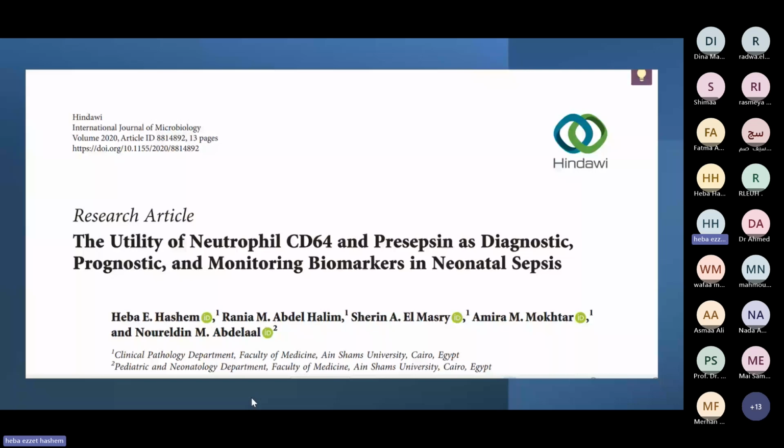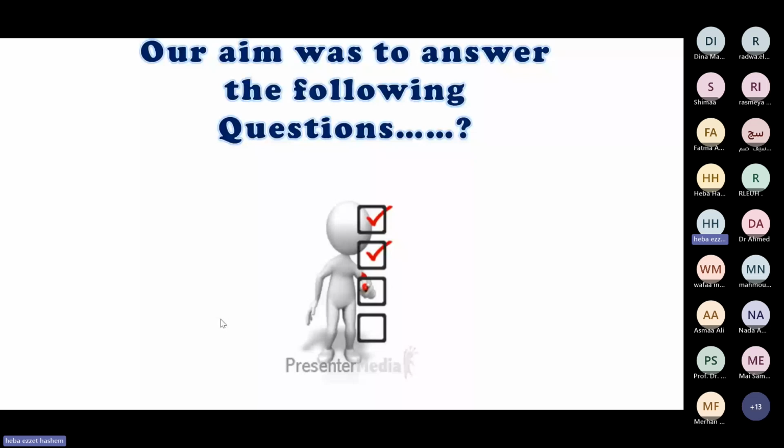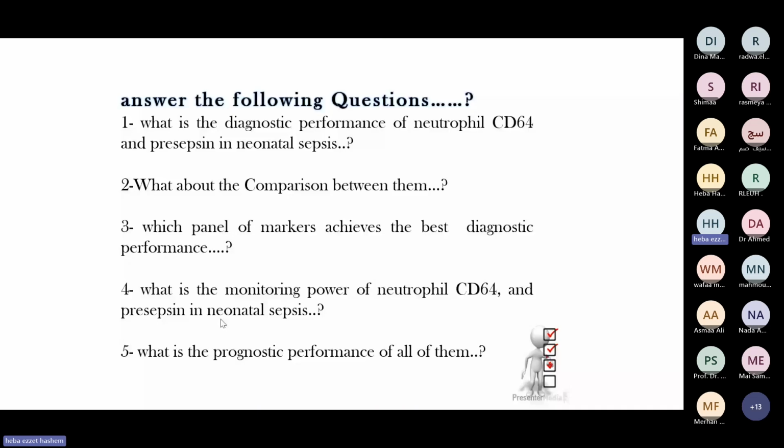The aim of the study was to evaluate each of them and compare them to the conventional laboratory methods, to decide which best fits routine daily use in our neonatal ICUs. And our aim was to answer the following questions sequentially. The first one, what about the diagnostic performance of each of neutrophil CD64 and Procalcitonin in neonatal sepsis? The second question, what about the comparison between them? The third question, which panel of biomarkers achieved the best diagnostic performance? And the fourth, what about the monitoring power of each of them to monitor our patients? And finally, what about the prognostic performance of all of them?